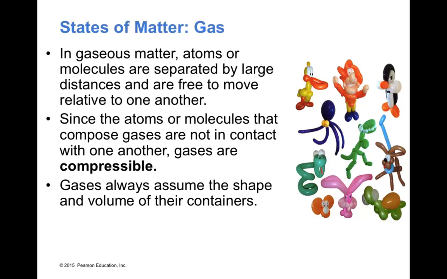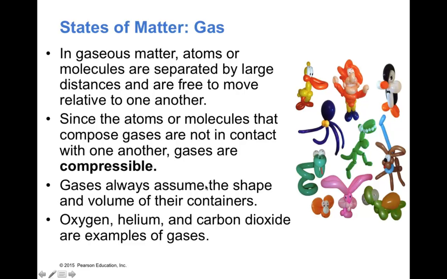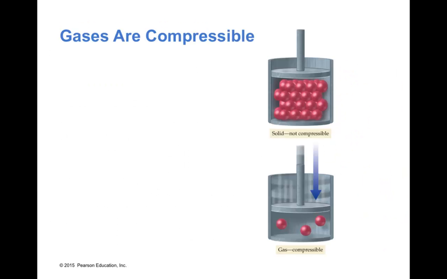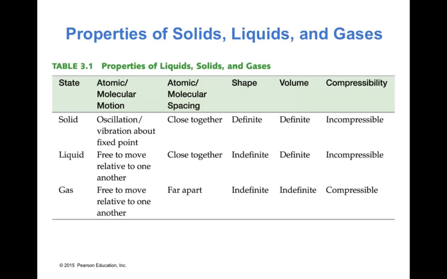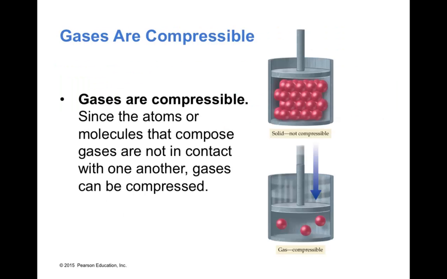Gases always assume the shape and volume of their containers, as we can see here, all these balloons that are filled with air. Oxygen, helium, and carbon dioxide are examples of those gases. As we mentioned in the previous slide, gas can be compressed because, since the atoms or molecules that compose gases are not in contact with one another, there is enough space between them so they can be compressed.